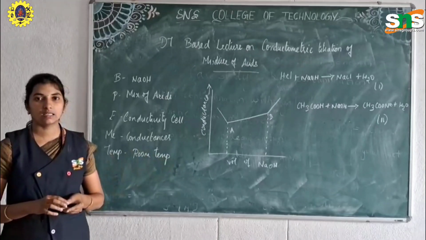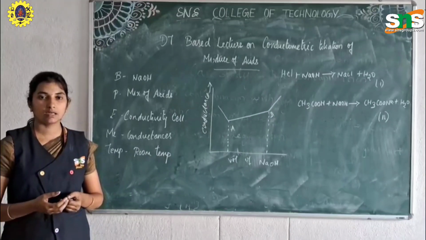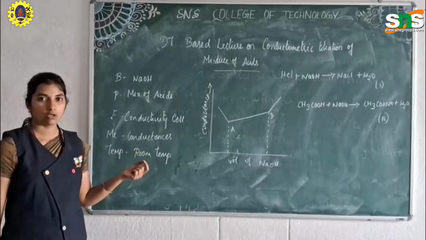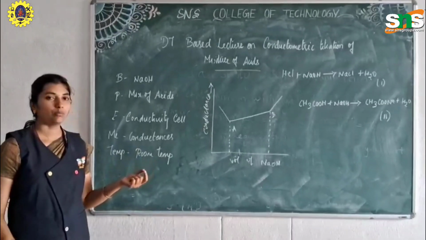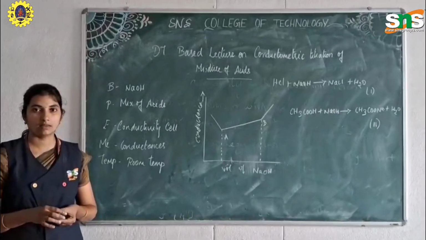The acetic acid can be calculated with the same formula, V1N1 = V2N2, by considering the B value and subtracting the A value from it, and we get the final values of HCl and acetic acid.